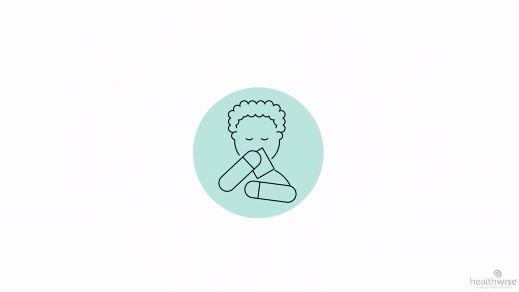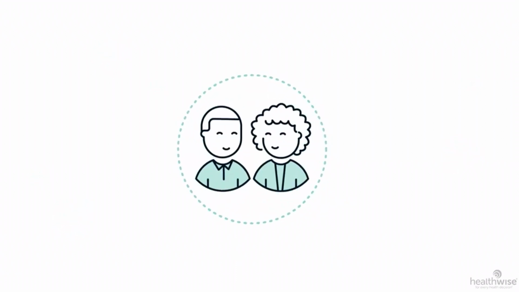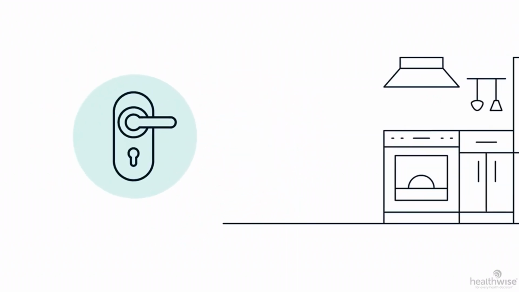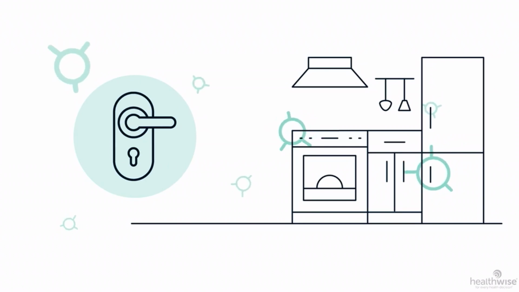COVID-19 spreads person to person through droplets from coughing and sneezing. It can also spread when you are close to someone who is infected. It may be spread when you touch something that has the virus on it, such as a doorknob or countertop.